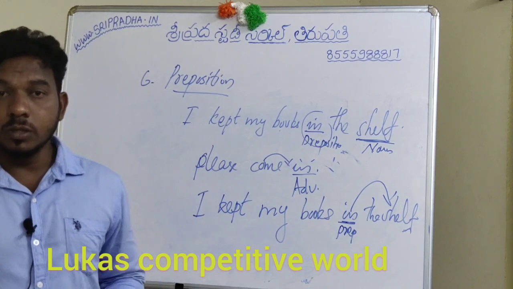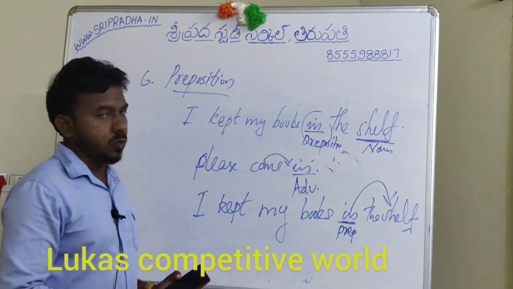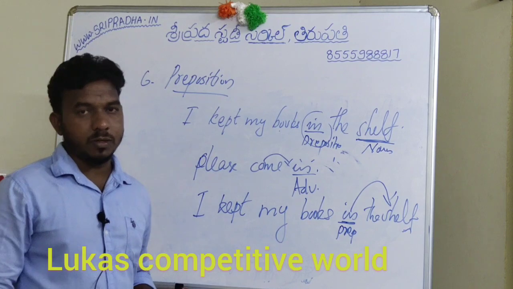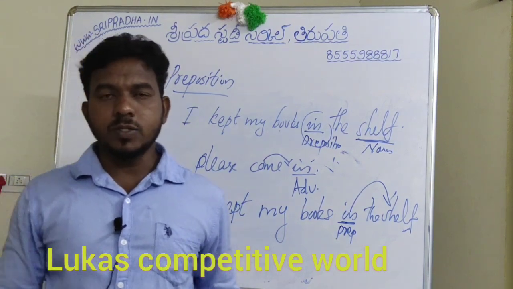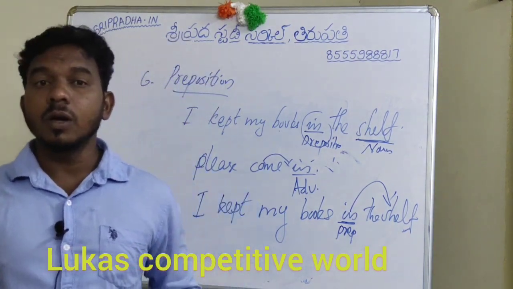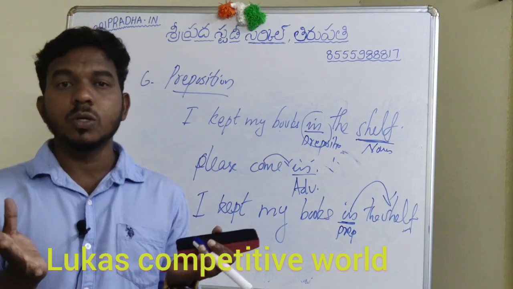As we move on to the seventh part of speech, conjunction. So what is a conjunction? It combines two words or two sentences.